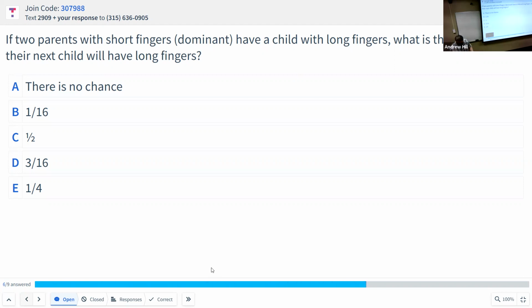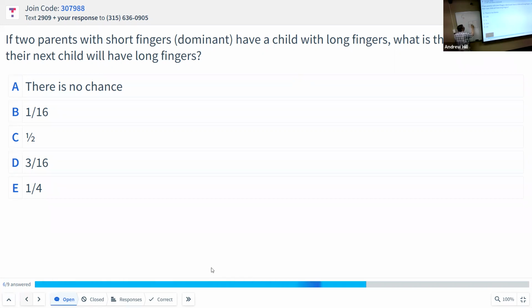Yeah. Oh, what were you using? Oh, we were using S earlier, right? The book was using S for fingers. F was for freckles. Yeah. So big S and small s is what we're using, right?